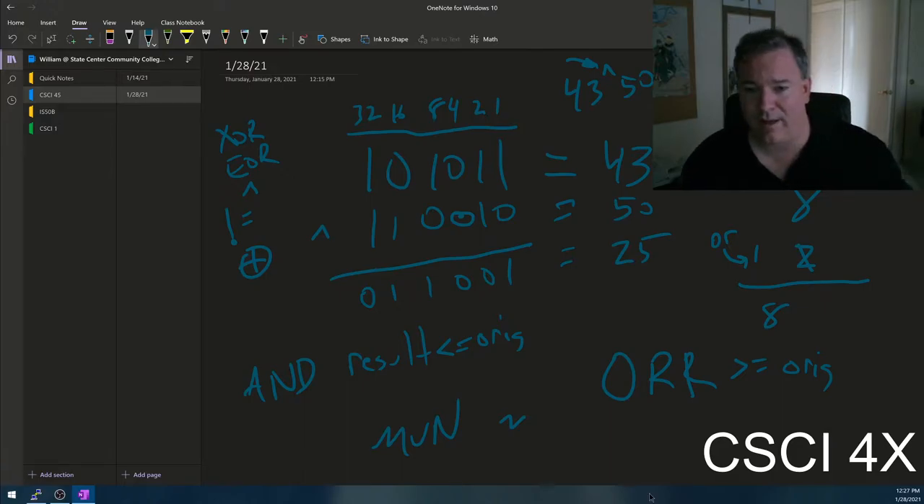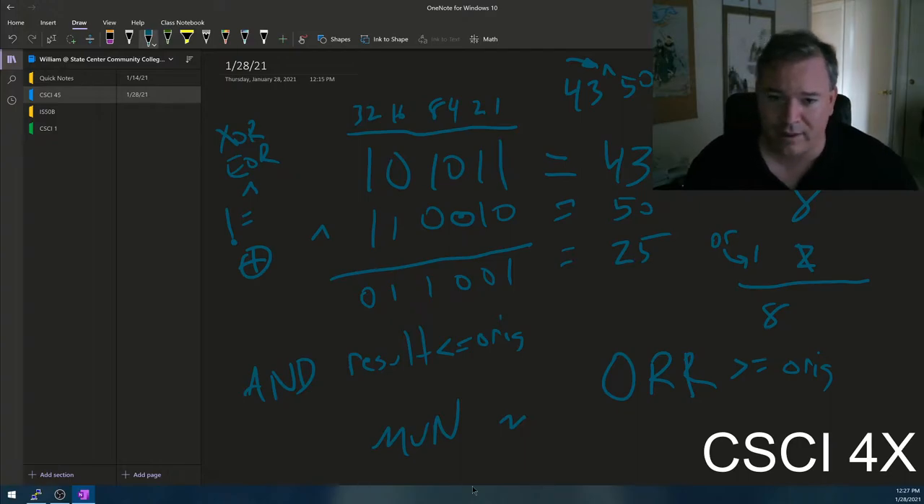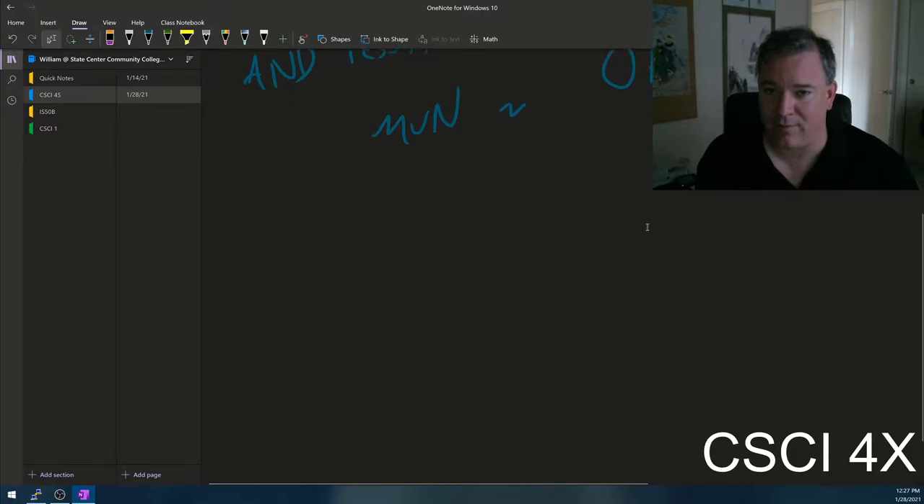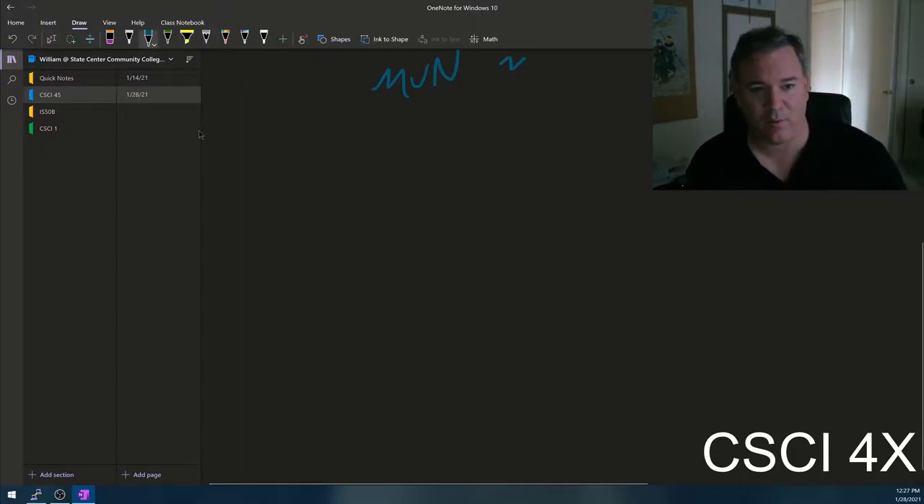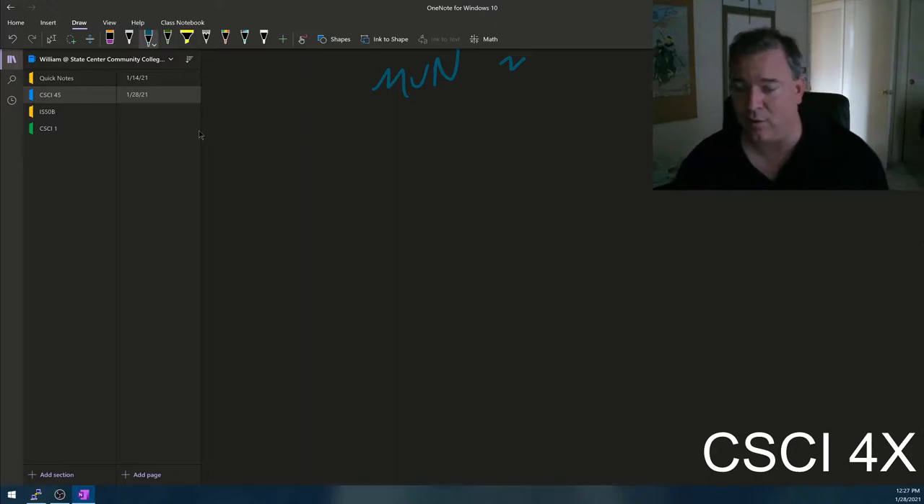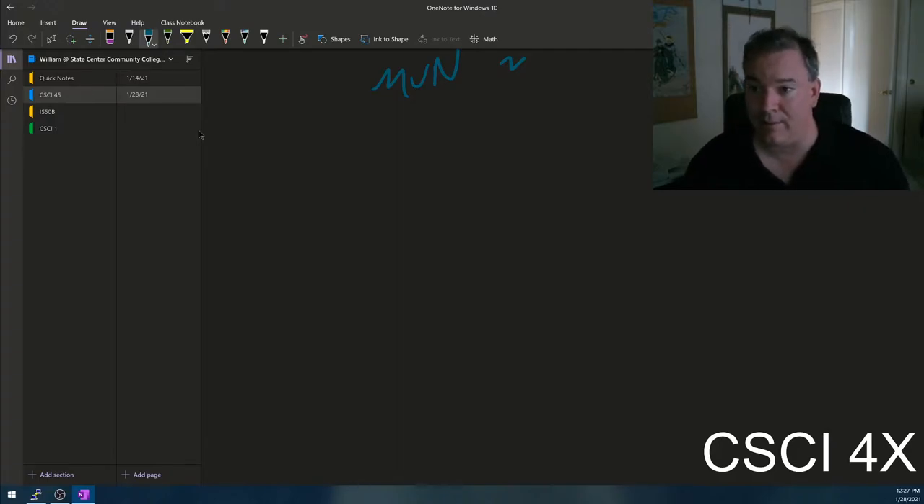Okay, so let's talk about shifts a little bit. But before we talk about shifts, let's talk about how signed arithmetic works. There's different ways of doing signed arithmetic. And a way that a lot of students think signed arithmetic works is by using something called a sign bit. Let's say we're talking about 8-bit numbers. With an 8-bit number, if you have unsigned, it ranges from 0 to 255.